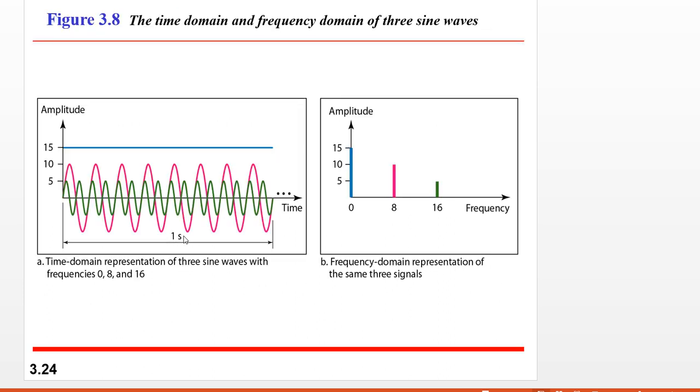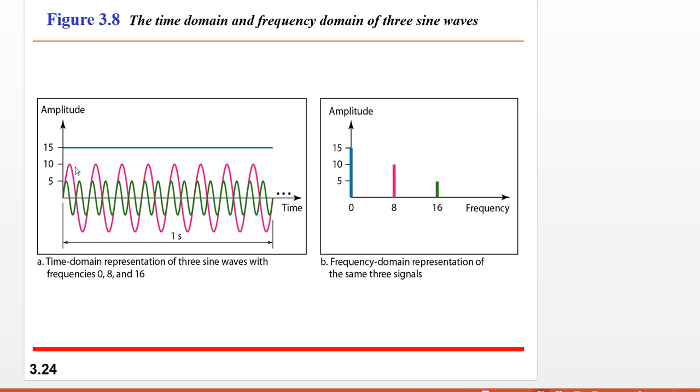You can see now, the diagram is showing the time domain representation of three sine waves. One is pink, one is green, and one is blue. The frequencies given are 0, 8 and 16. The same plot can be drawn in the frequency domain. You can see on the right side, waveform B, that is the frequency domain.